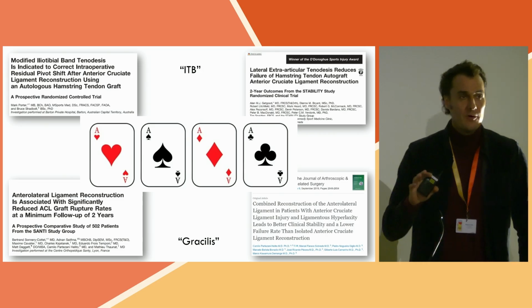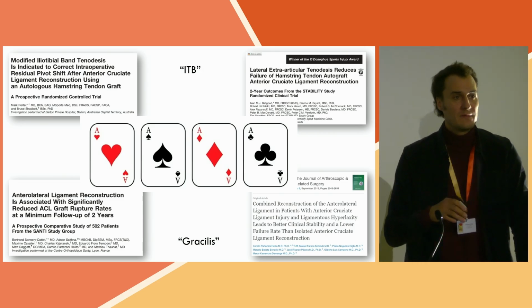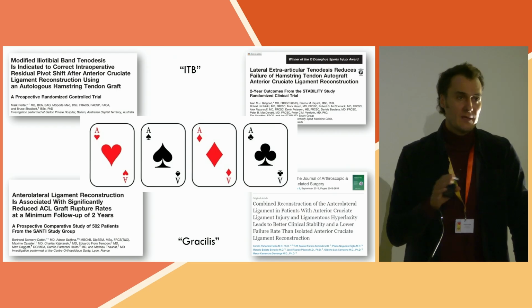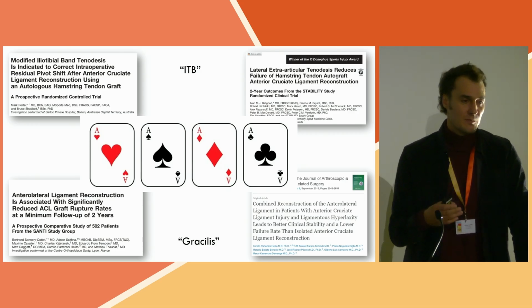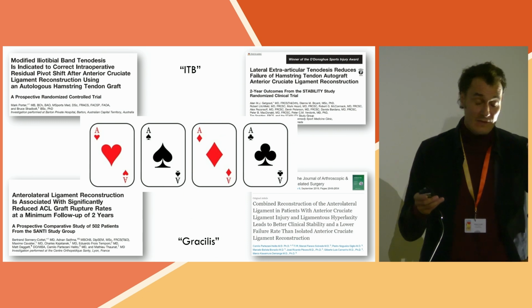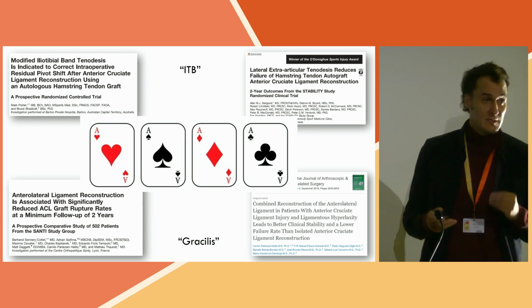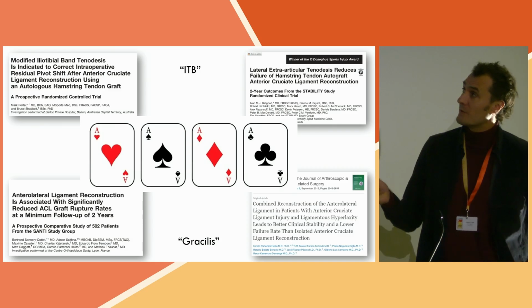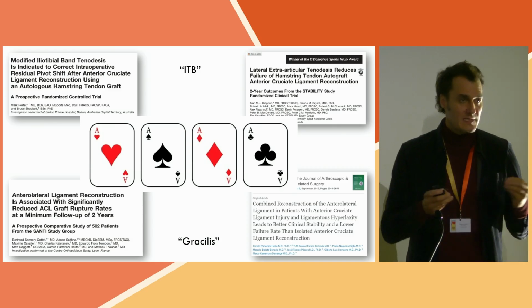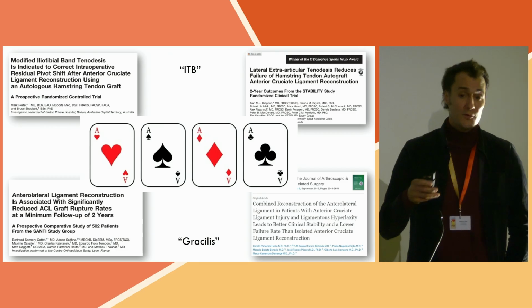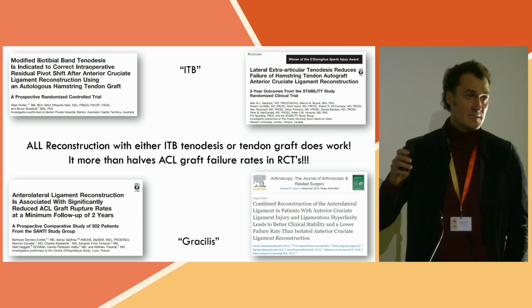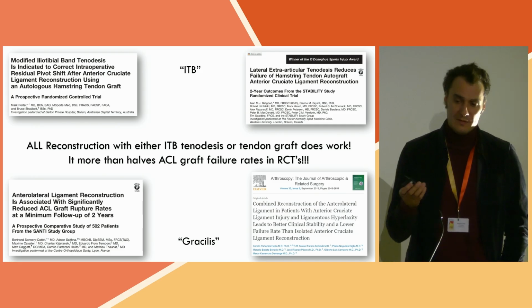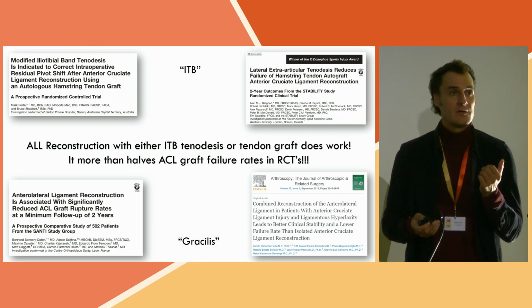Then there is 4 RCTs now about ALL reconstruction. It's not important, I think, for you to know what the exact surgical technique is. We don't know yet. We've published as well that there is no difference between a technique using a strip of the ITB or what I prefer, which uses a part of the gracilis tendon. There is 4 RCT trials now which show that whatever technique you use, if you do the ALL reconstruction, it halves ACL graft re-rupture rates.